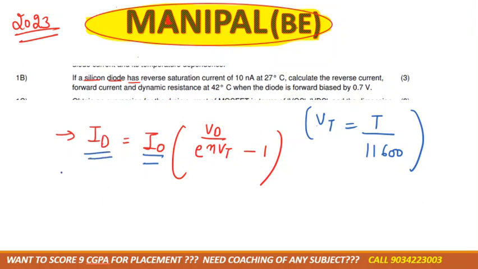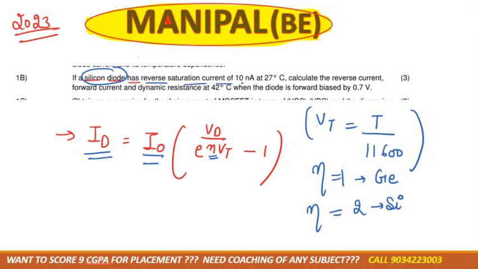Okay. So we'll have a fixed value for eta. Eta is equal to 1 for germanium and eta is equal to 2 for silicon. Silicon is given, so that's why the eta value is 2. And they said reverse saturation current of 10 nanoampere. Reverse saturation current is I naught. 10 nanoampere means 10 into 10 raised power minus 9, correct?